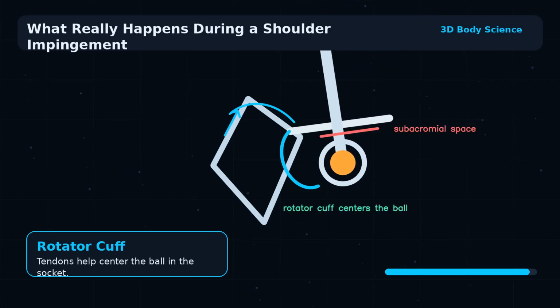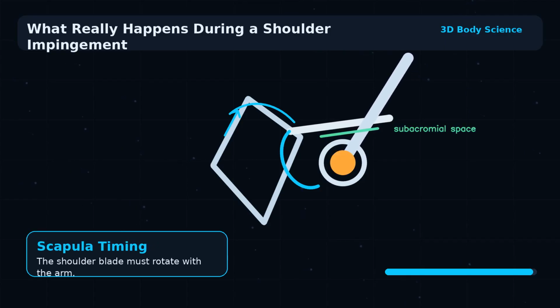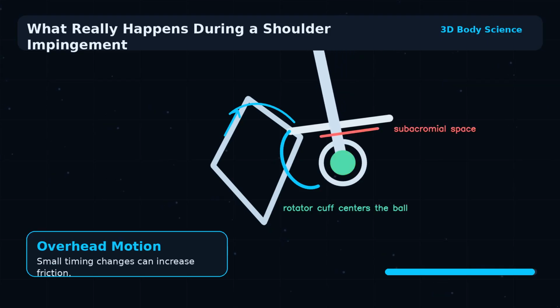The main lesson is simple. The shoulder is not only a ball and socket joint. It is a coordinated system involving the arm bone, shoulder blade, collarbone, tendons, and muscles. When that system loses timing or space, overhead motion can become uncomfortable.